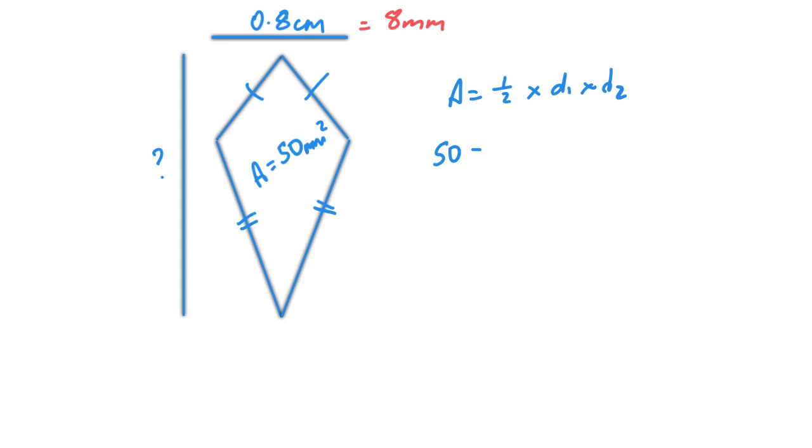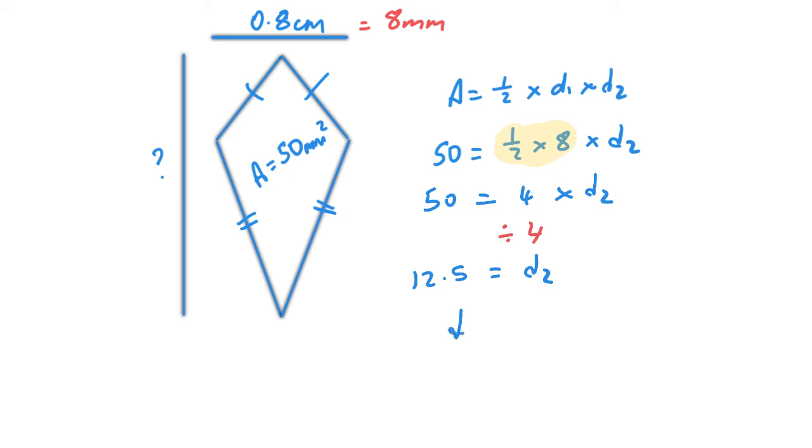So 50 is going to be a half times 8 times D2, and we can do the half times 8 first of all to get 50 is equal to 4 times D2, and then to work out what D2 is we need to divide by 4 and we get 12.5 is equal to D2. So D2 is 12.5 millimetres.